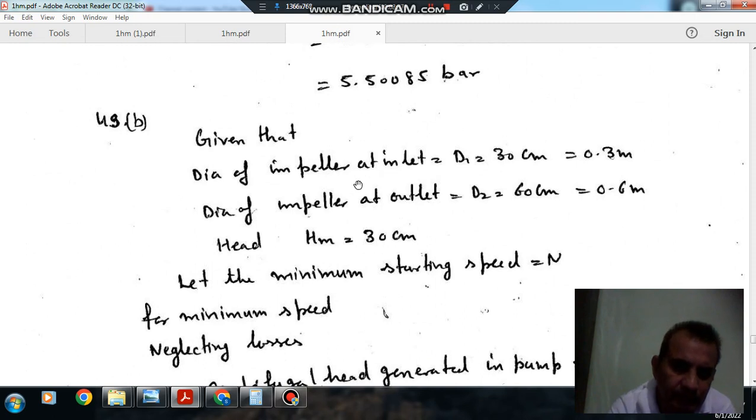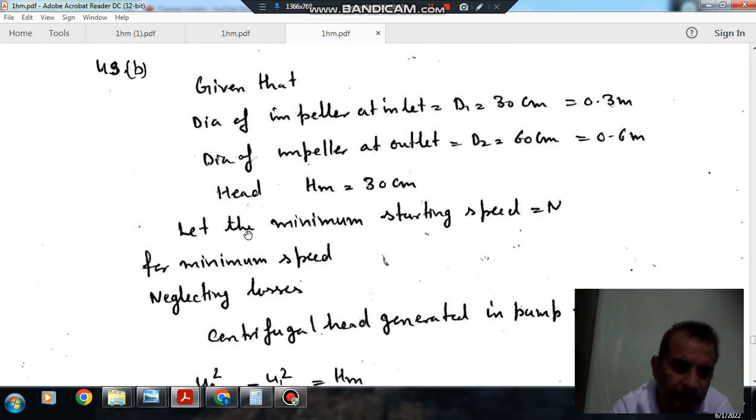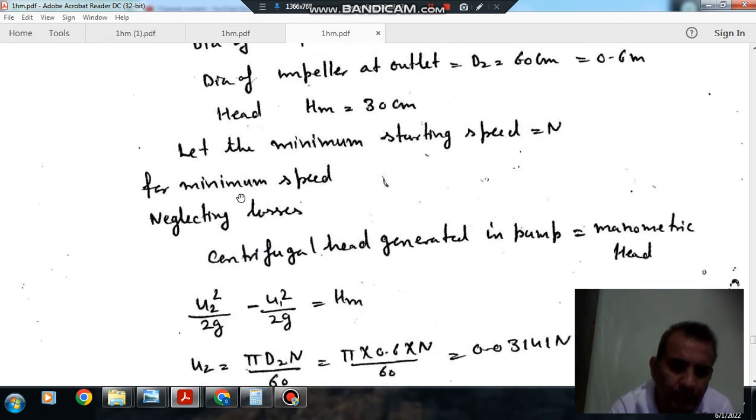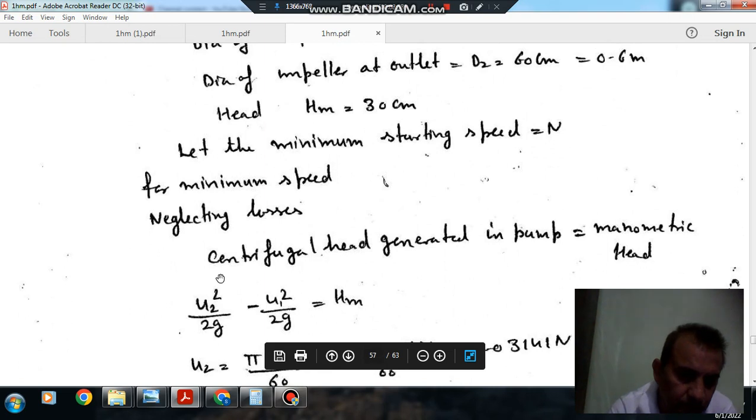So here these are the data given, diameter of the inlet and outlet are given, that is 0.3 and 0.6 meters, head generally is 30 meters. Okay, so the head generated in centrifugal pump is the difference in velocity head at the exit and at the entry. So at the exit suppose velocity u2, and at the entry the velocity u1. So that is the maximum head that the pump can generate. So that is u2 square by 2g minus u1 square by 2g. We neglect all the losses, then that is the maximum head that the pump can generate.